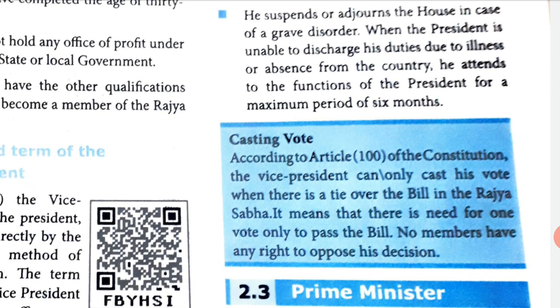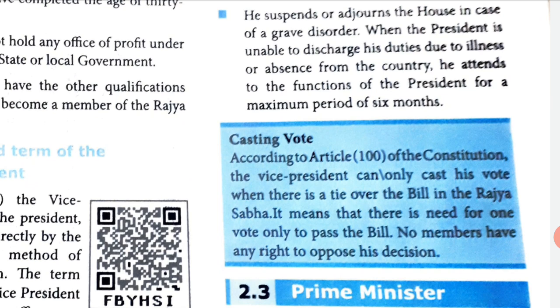Casting vote. According to Article 100 of the Constitution, the Vice President can only cast his vote when there is a tie over a bill in the Rajya Sabha. So, a bill has to be passed in the Rajya Sabha, and say, for example, 50 people are against it and 50 people are for it. Now there is a tie, an equalness. At that point of time, the Vice President can put his vote.